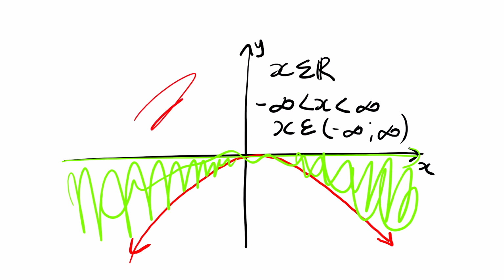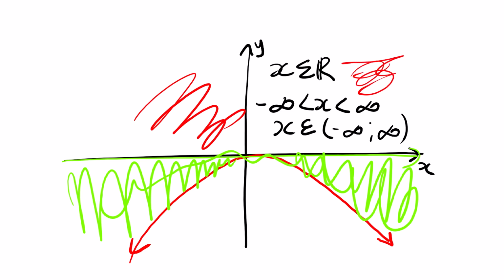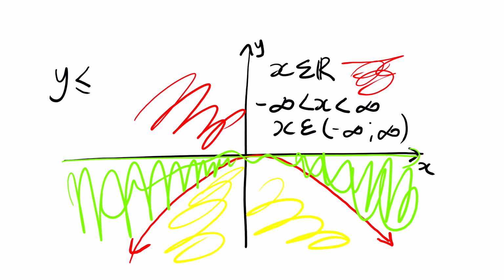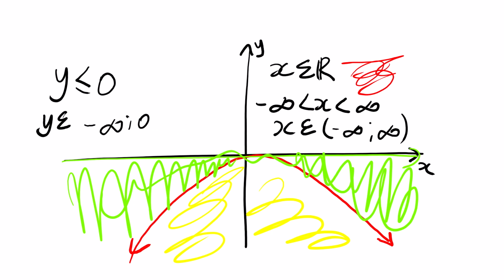On the positive side, you can see that we don't have our graph. So our graph is on the negative side. So y is less than or equal to 0. Y is the element of numbers ranging from negative infinity to 0. Oh no, there's a problem here. It's supposed to be like this.